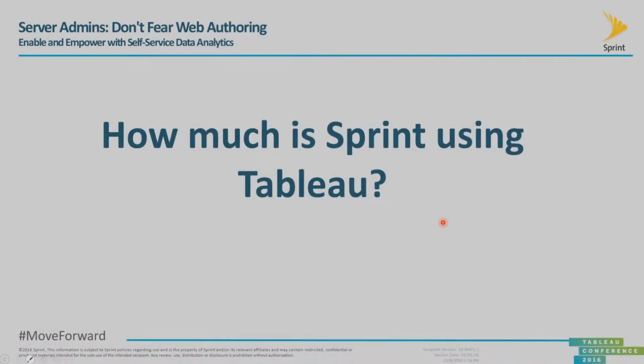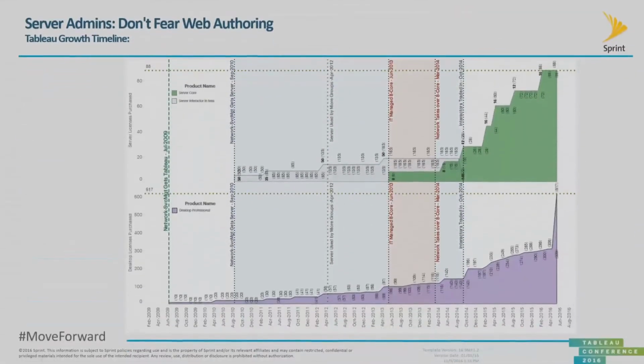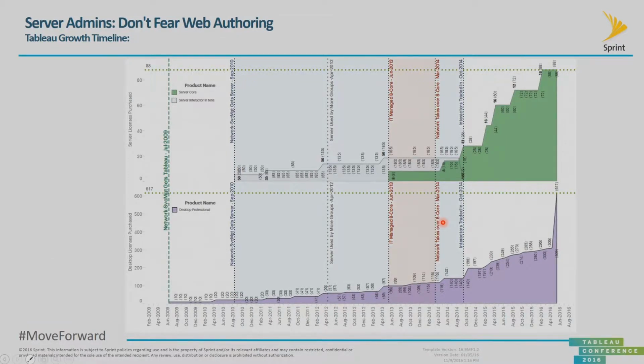First of all, let's talk about how much Tableau Sprint is using. And to really understand it, we're going to do a little history. This is a little bit of an eye chart, but we have two views here, created in Tableau, by the way. The top part is our servers, and the bottom part is our desktop licenses. This is when we've purchased them over the years.